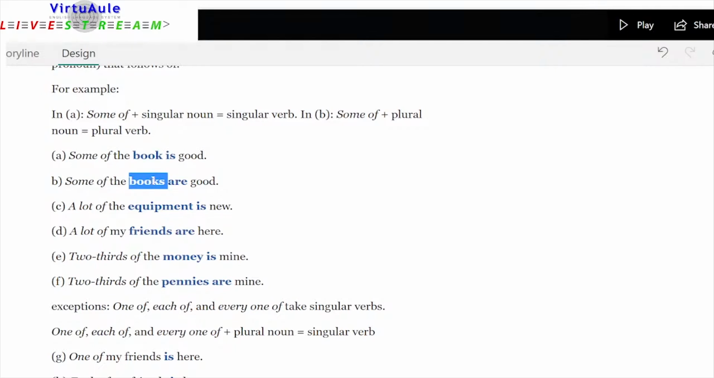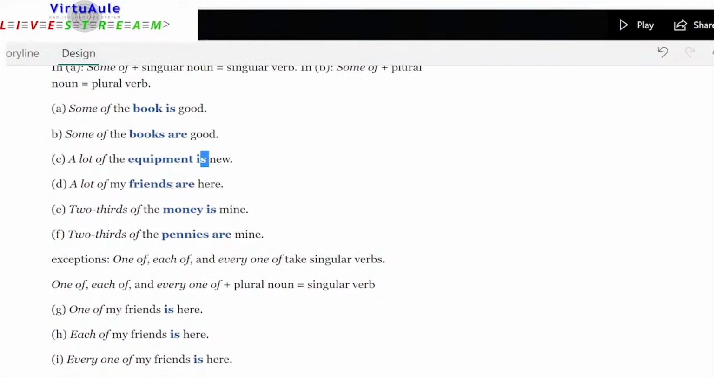Books is plural. A lot of the equipment is new. Equipment, uncountable, singular, is. A lot of my friends are here, plural. 2/3 of the money is mine. 2/3, that gives an idea of a singular because we have an uncountable 2/3 of the money.